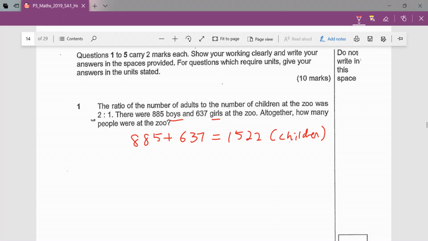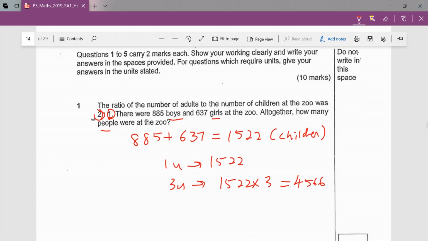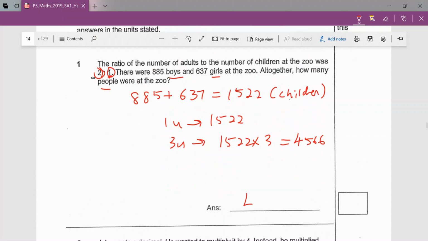Okay, so 1522 is 1 unit. Adults to children is 2:1, so children is 1 unit. So how many people were at the zoo? That's the total, right? Total is 3 units. 2 units here plus 1 unit here, 3 units. So 1522 times 3 would be 4566. Okay? So 4566 people.